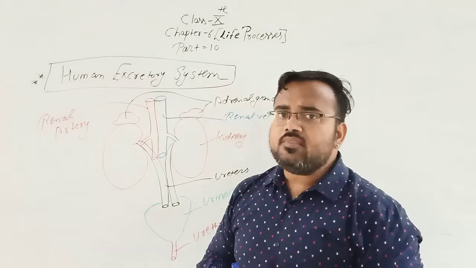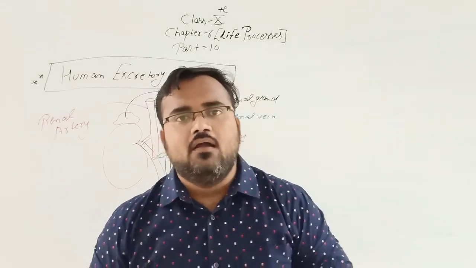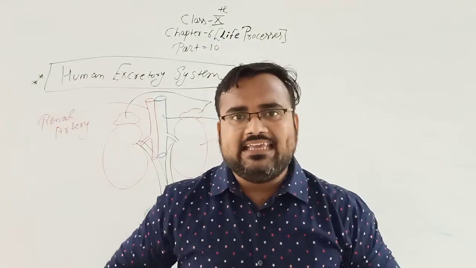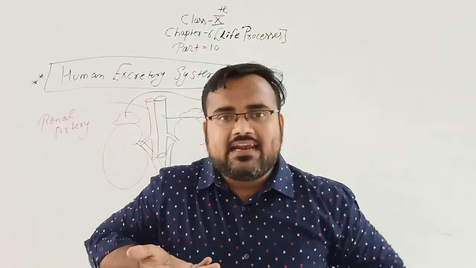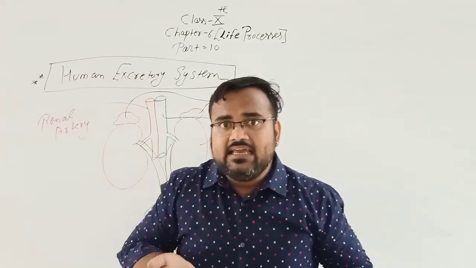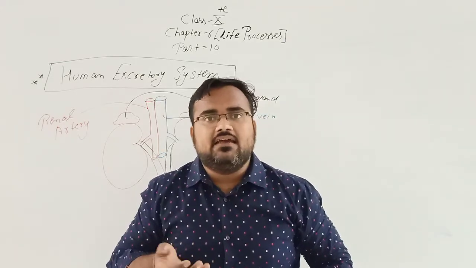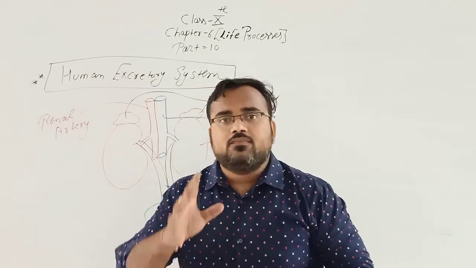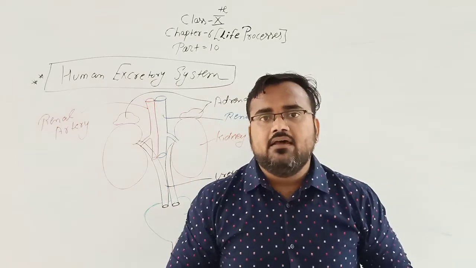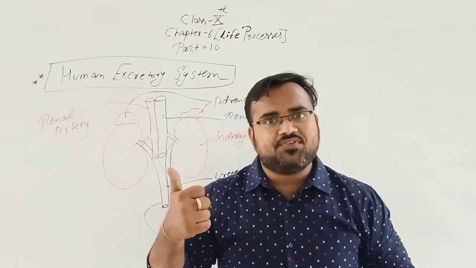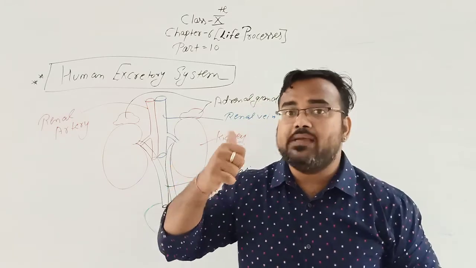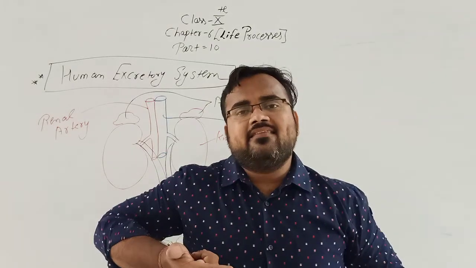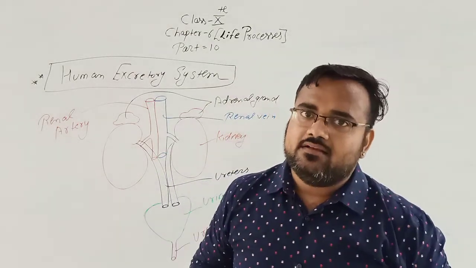Now listen carefully. The kidneys are two in number. The first point: it is a bean-shaped structure and two in number. Second point: the right kidney is slightly upper than the left kidney.